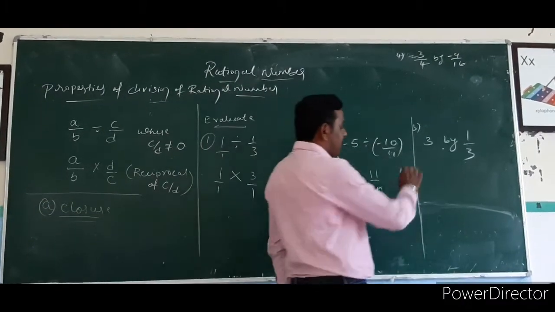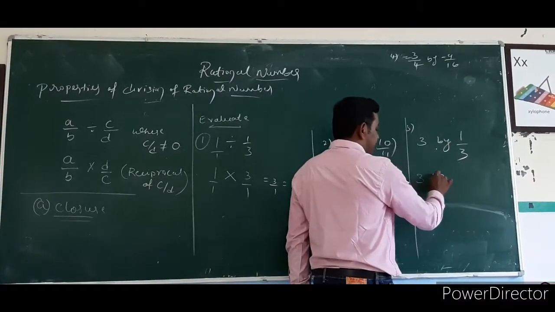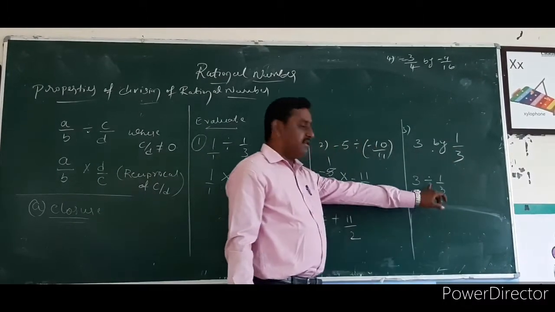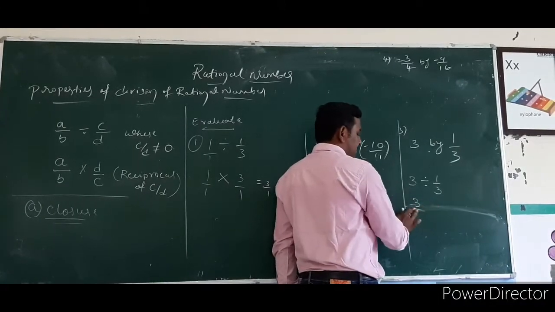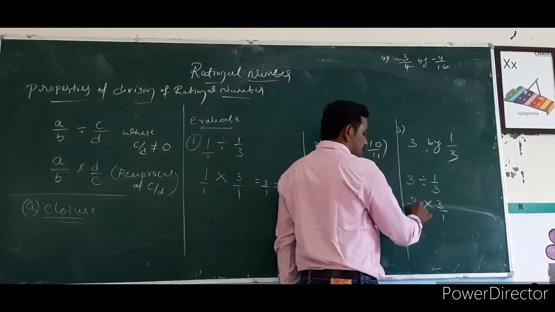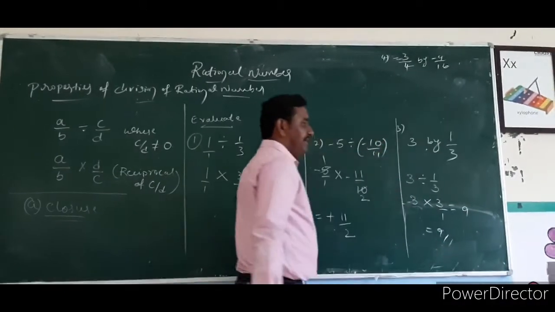If I am taking the third problem, 3 divided by 1 by 3. In the place of by, you can replace the division symbol. Same step: 3 into 3 goes up, 1 comes down. So 3 threes are 9. What is the answer? 9.